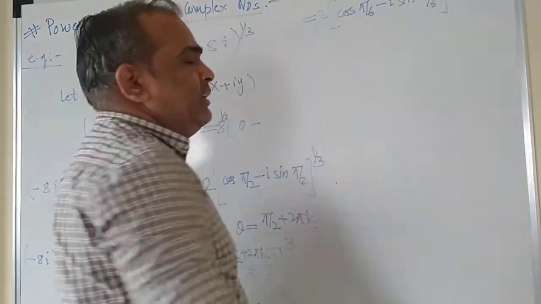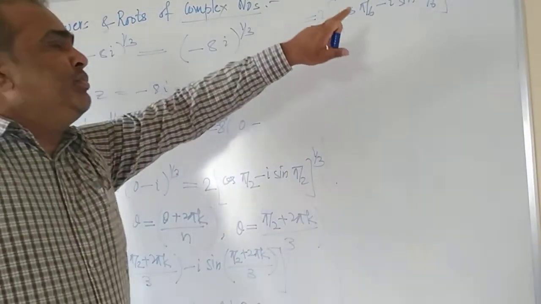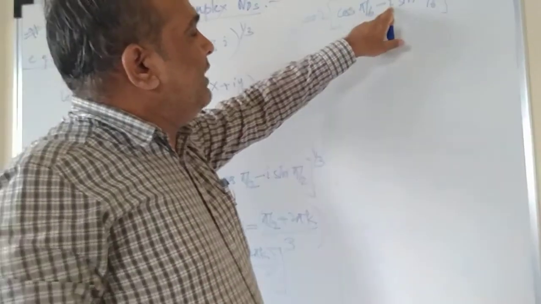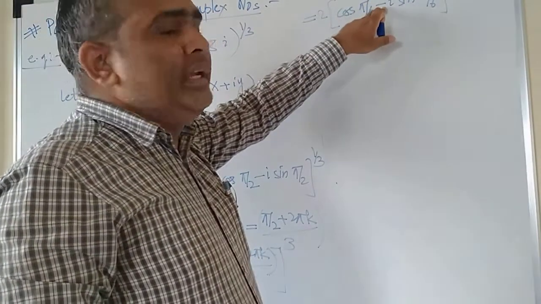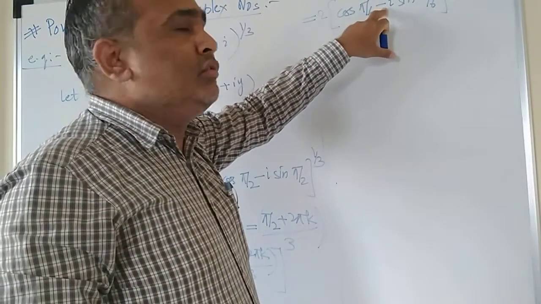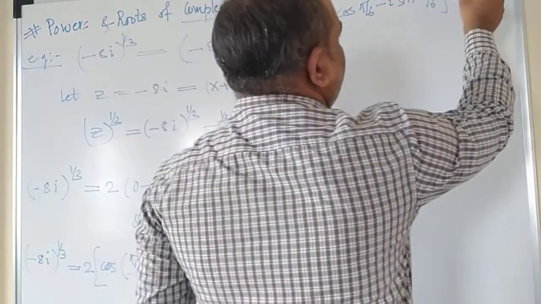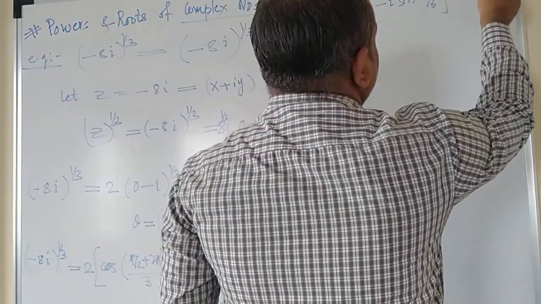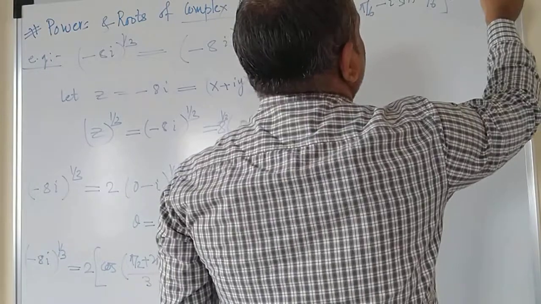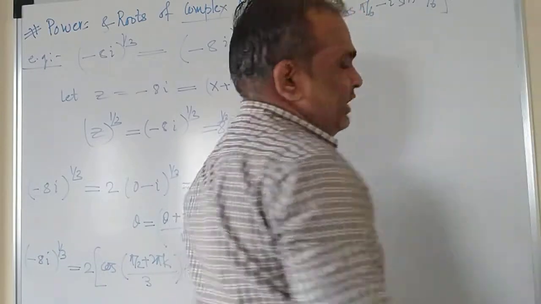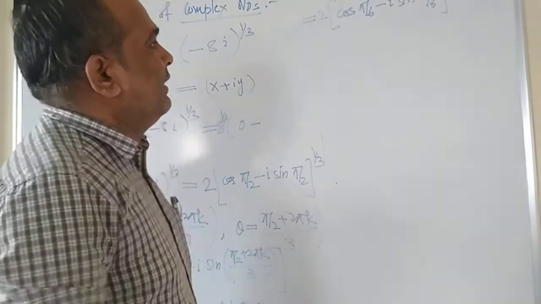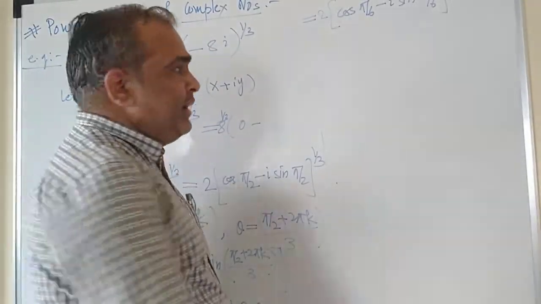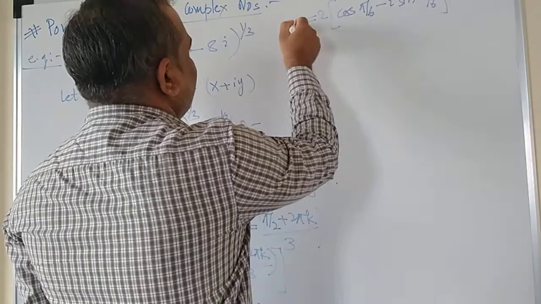And this you can write in exponential form now. The exponential form is cos theta plus i sin theta equals e raised to i theta. Being a negative sign here, you will get e raised to minus i theta. So this will be 2 e raised to minus i pi by 6. This is the first root, right? Let me call this Z1.